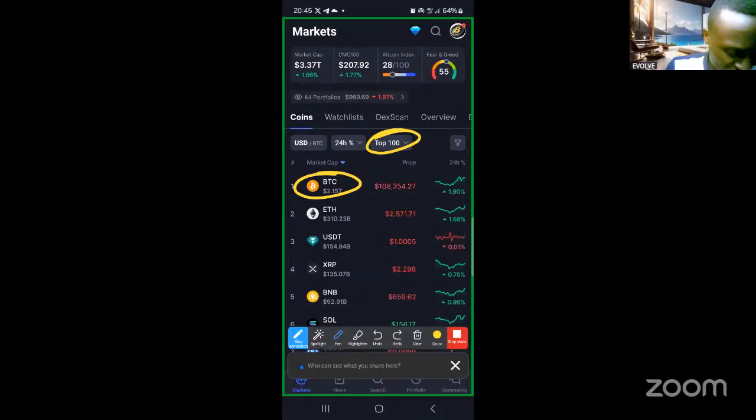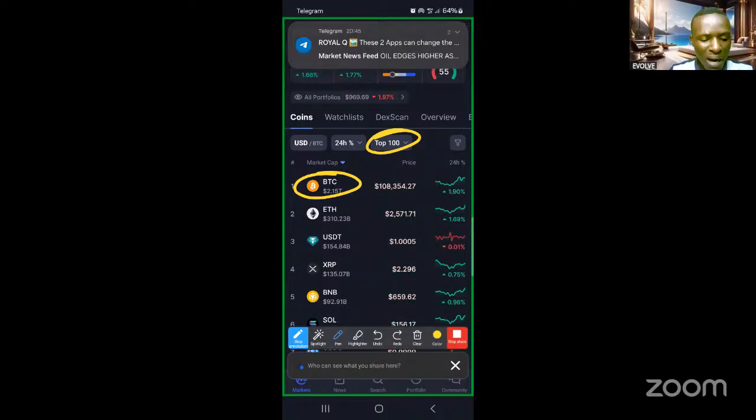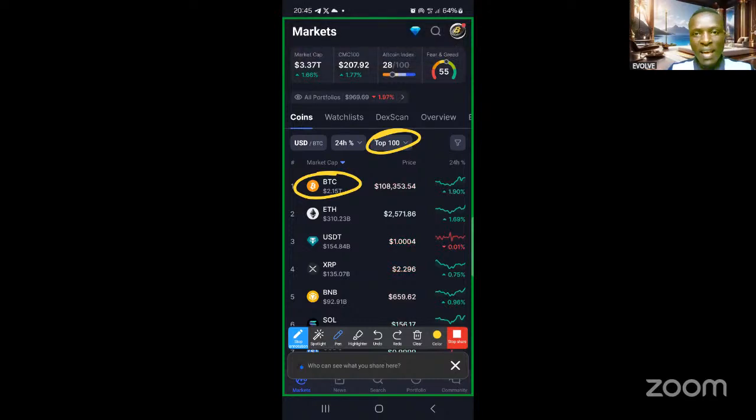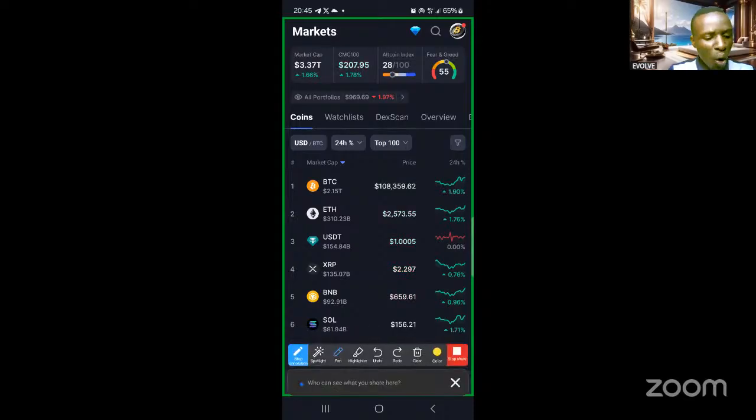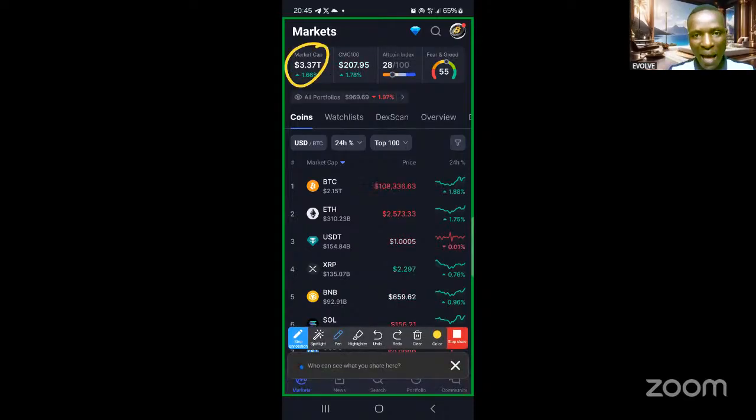What is market cap, coach? Market cap is the amount of money that has entered a particular coin or project. How much money investors have put in a particular coin. That is called a market cap. So in this case, they are showing you the top 100 coins that investors have injected a lot of money into. The entire crypto market has over $3.3 trillion as we speak right now. And this money is distributed.